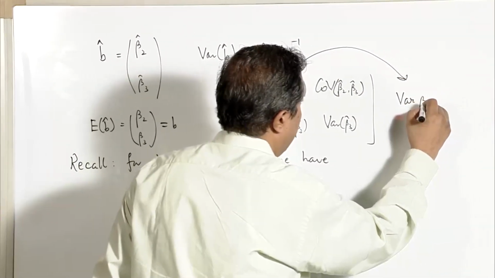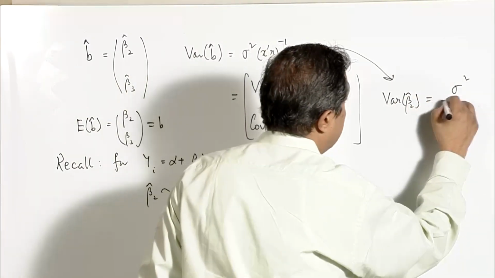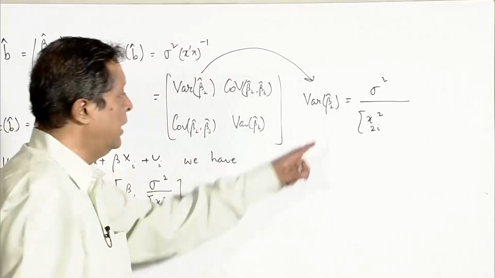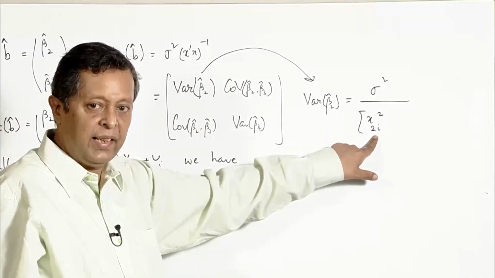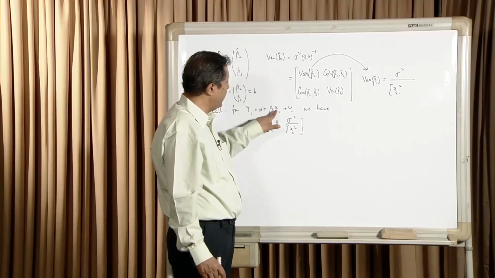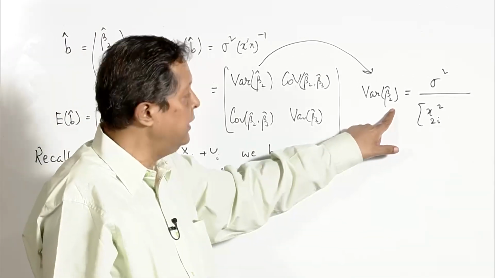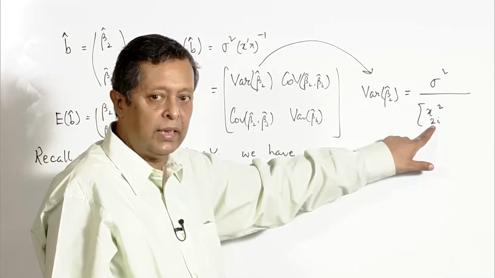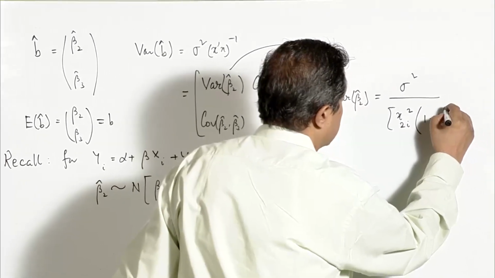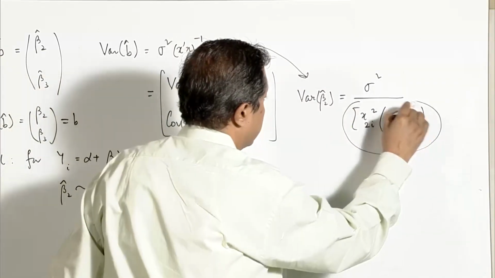variance of beta 2 hat in the three variable model given as sigma square divided by summation x 2i square, because beta 2 is associated with x 2. In the single explanatory variable model, we had only one x, so this is just x, but in the three variable model we have beta 2 and beta 3, that is x 2 and x 3. So, beta 2 is associated with x 2i, but we need to put in another term here, 1 minus r square 2 3. Let us explain what this term is.